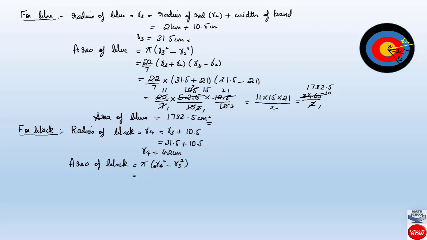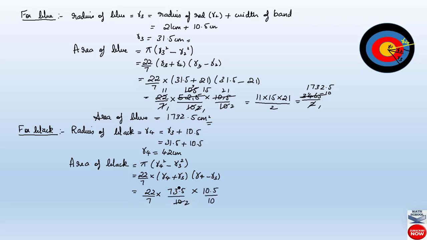Now again substituting, the pi value is 22 divided by 7 into, we will apply the identity and write, R4 plus R3 into R4 minus R3. So this will be 22 divided by 7 into the R4 value, we got it as 42, plus R3 is 31.5 centimeters, 73.5 centimeters into R4 minus R3, which is 42 minus 31.5, which is 10.5, again remove the decimal by dividing by 10.